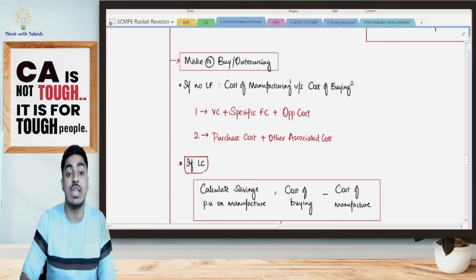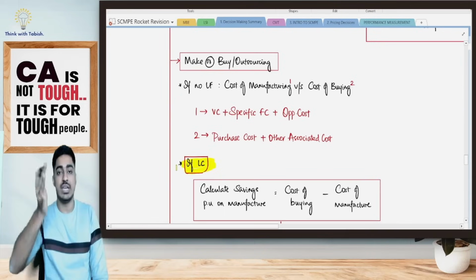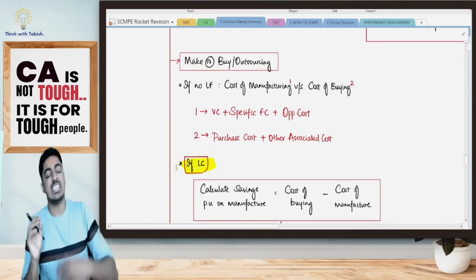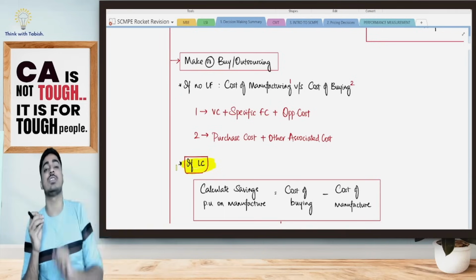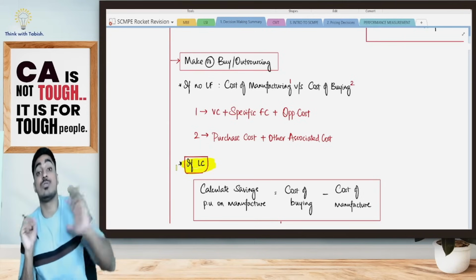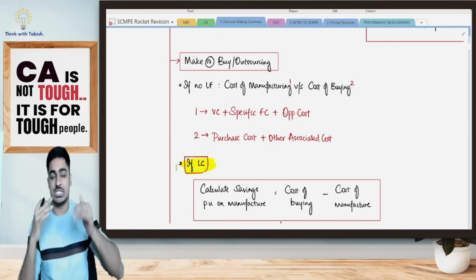Now, however, if you're having a limiting factor, how do you take a decision? Say, for example, manufacturing itself is cheaper, but I'm not having sufficient capability to manufacture on my own. Because of that, I'll have to outsource a few things. Which one should I outsource? Now, step by step we'll do.